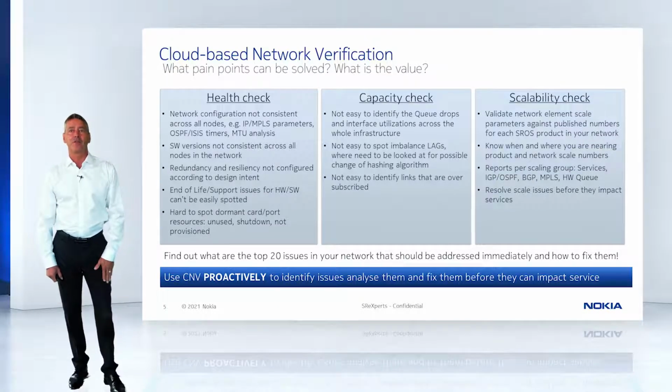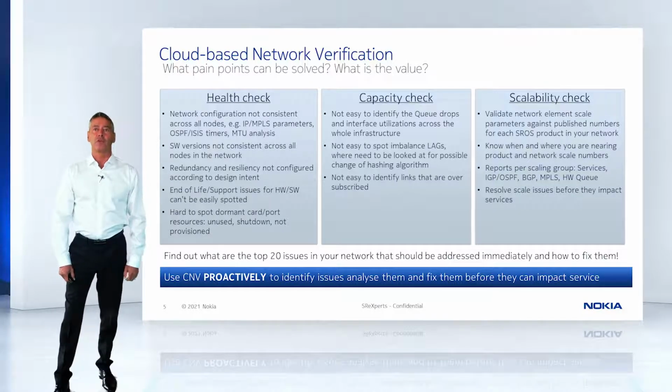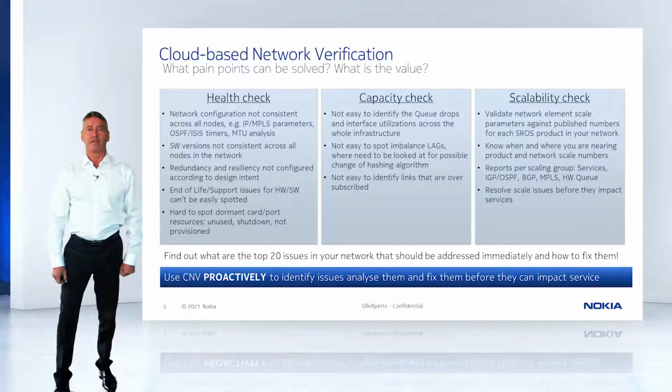The scalability check report is one of my favorites. CNV is the only application in the world that can do a scalability check on the Nokia SROS products. Basically, it will validate in your network what your scaling parameters are and where you're at, and we're going to compare this against the published numbers of the SROS product. We do this for every release and every product type of SROS that we have. We're going to tell you what that release supports and where you're at, and you can make decisions on that information.